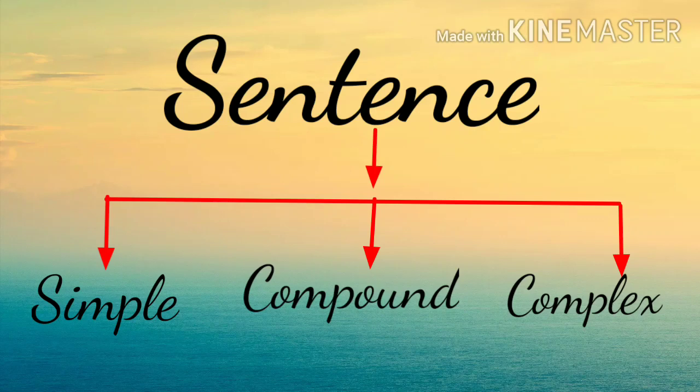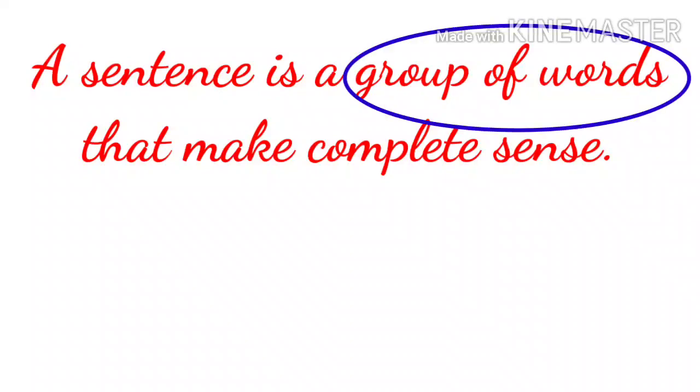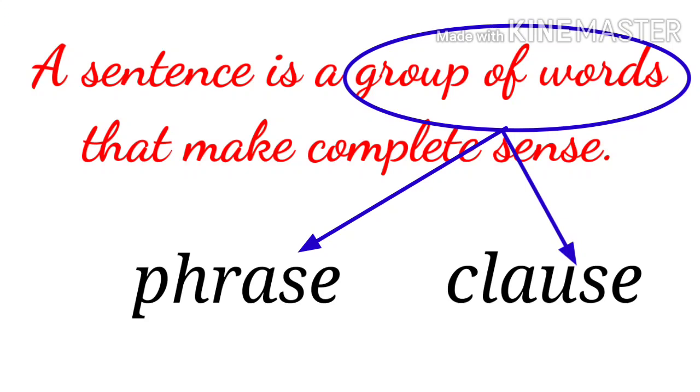complex sentence. We know by now that a sentence is a group of words that make complete sense. So those group of words could be a phrase, clause, right? So in order to understand the structure of a sentence, it is very important to understand the clause and phrase. So especially when we are dealing with the structural aspect of a sentence and studying the simple, compound, and complex sentences, it is mandatory, it is very important to know the clause.